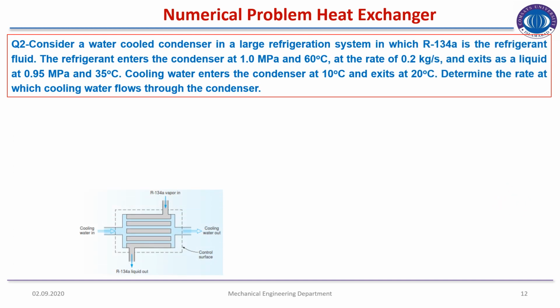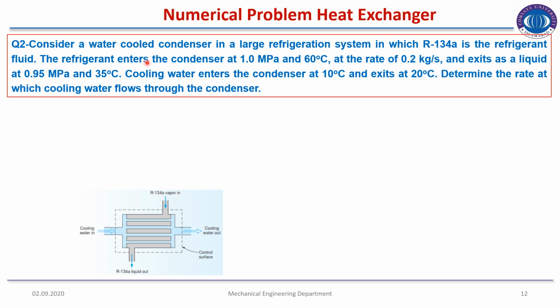Now we will solve another numerical for the heat exchanger. The statement of the problem is: consider a water-cooled condenser in a large refrigeration system in which R134A is the refrigerant fluid. R134A is a refrigerant whose properties are given at the end of your book. For certain properties, you can go to the end of your book for R134A refrigerant properties.